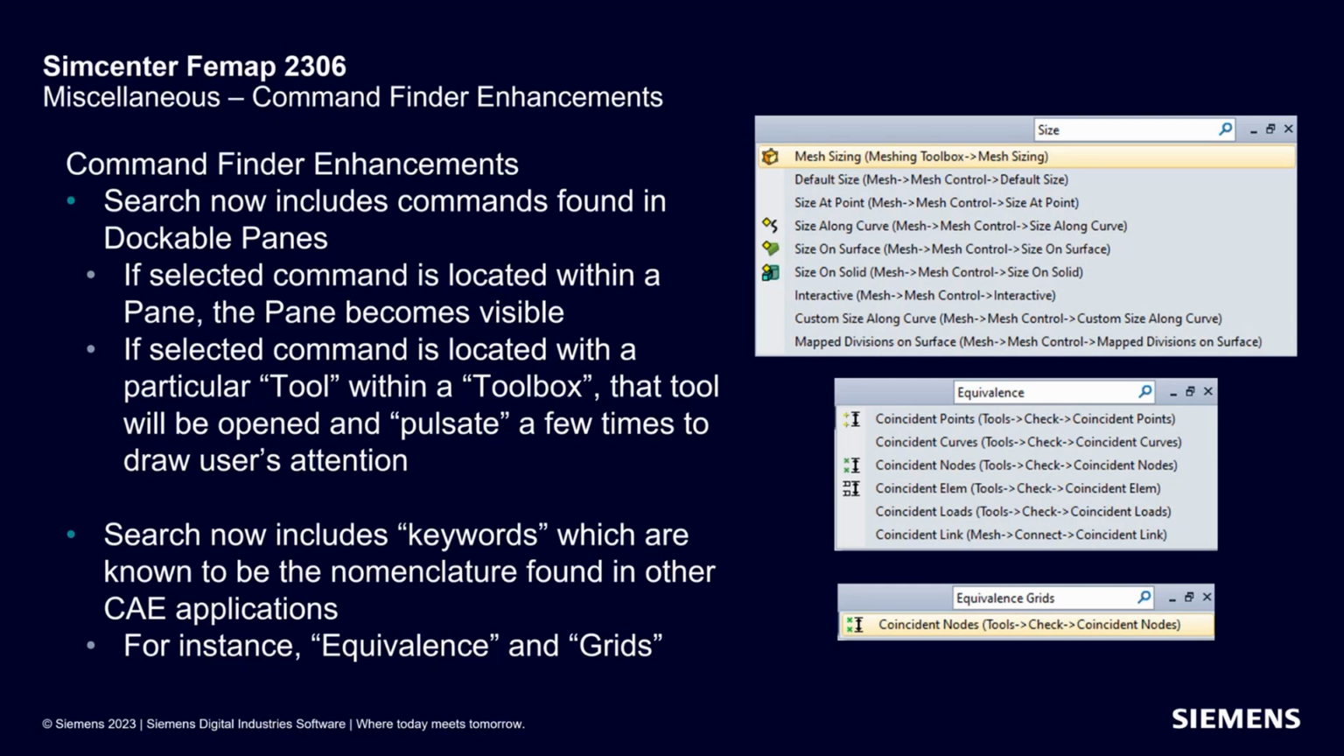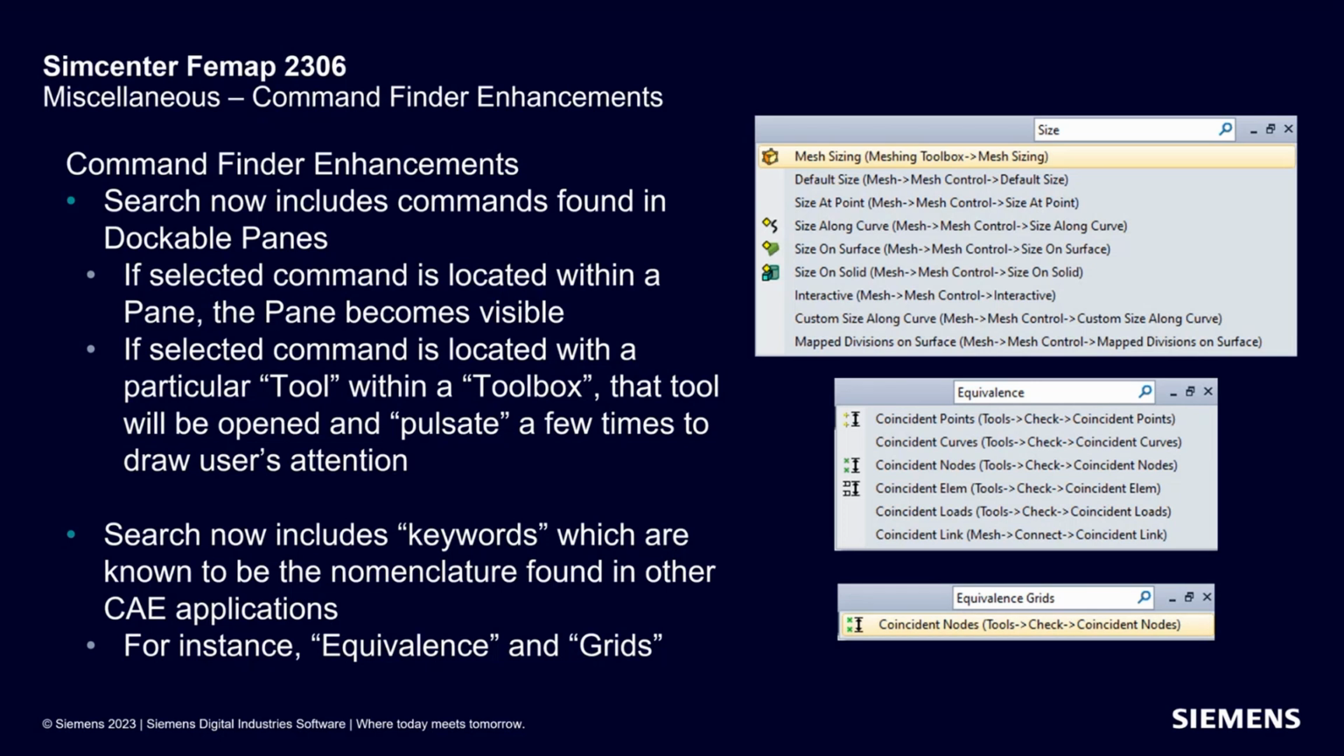So what we did for 2306 is we started adding some phrases and keywords that are known in other products. If you type in something like equivalence grids, because you've been a long time Patran user, it'll tell you that you want to go to Tools, Check, Coincident Nodes. That's the type of thing, and we've been adding more keywords like that from other places.